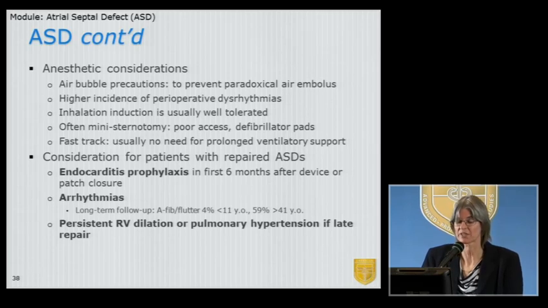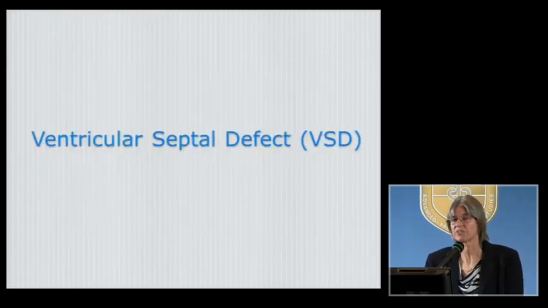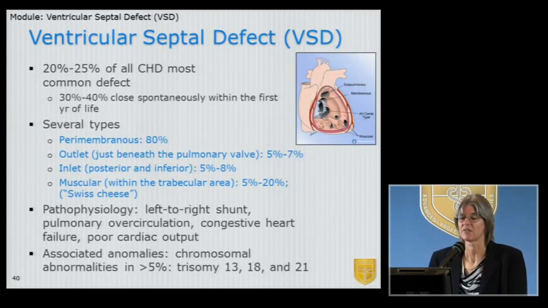They have a potential for arrhythmias, and the longer they were unrepaired, the more likely it is that they develop arrhythmias. There's a study that showed if you had your repair before the age of 11, you only have a 4% chance of developing AFib or flutter later in life. If this was repaired in adulthood, in your 40s, you get a 60% chance of developing AFib or flutter. So the longer you have an unrepaired ASD, the more likely you are to have arrhythmias later in life. Sometimes you have persistent RV dilation. It takes a while to remodel, or even pulmonary hypertension if it was a late repair. What about VSDs? That's a little bit more significant.